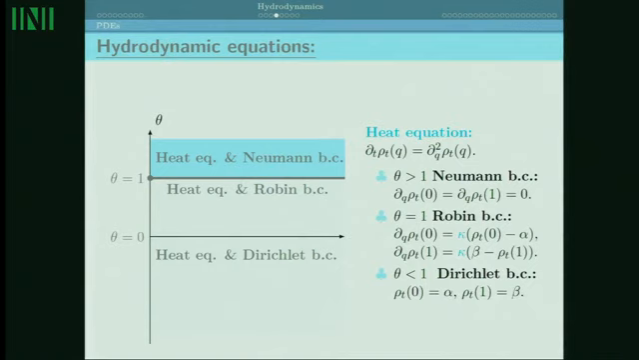The only thing which is different in the proof is that we have to take different space of test functions and different notions of weak solutions to the heat equation with these Dirichlet boundary conditions. Okay?